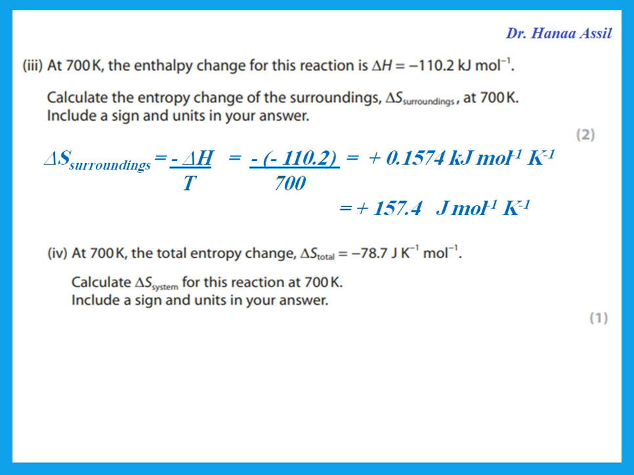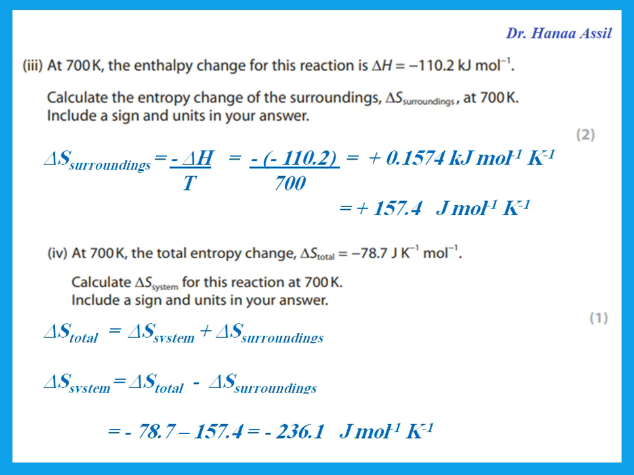Then he says at 700 K, the total delta S is minus 78.7. So he's giving me delta S total, and we already calculated delta S surroundings, and he wants delta S of the system. So we know that the delta S total is the sum of system plus surroundings. So I can use that to get the system. It is the delta S total that he gives me minus the delta S surroundings that we calculated, and this comes out to be a negative number. Again, pay attention to the units. Both of them should be in joules per degree per mole or kilojoules per mole per degree.